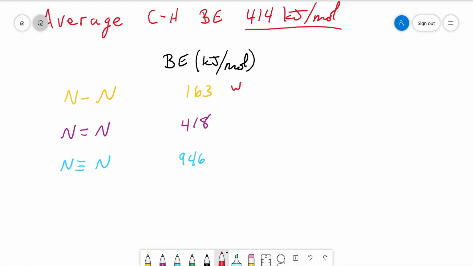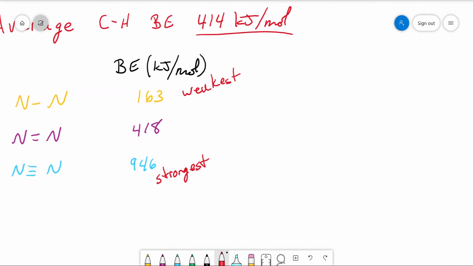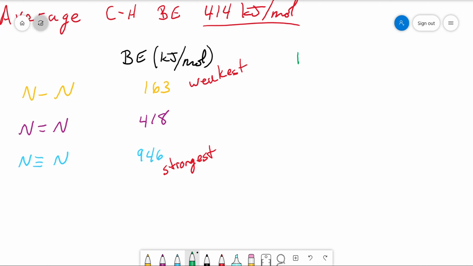And this holds true pretty much of weakest to strongest. Single bond is the weakest, triple bond is the strongest. That makes pretty good sense. Now if we look at the bond length of those, and these are measured in picometers.